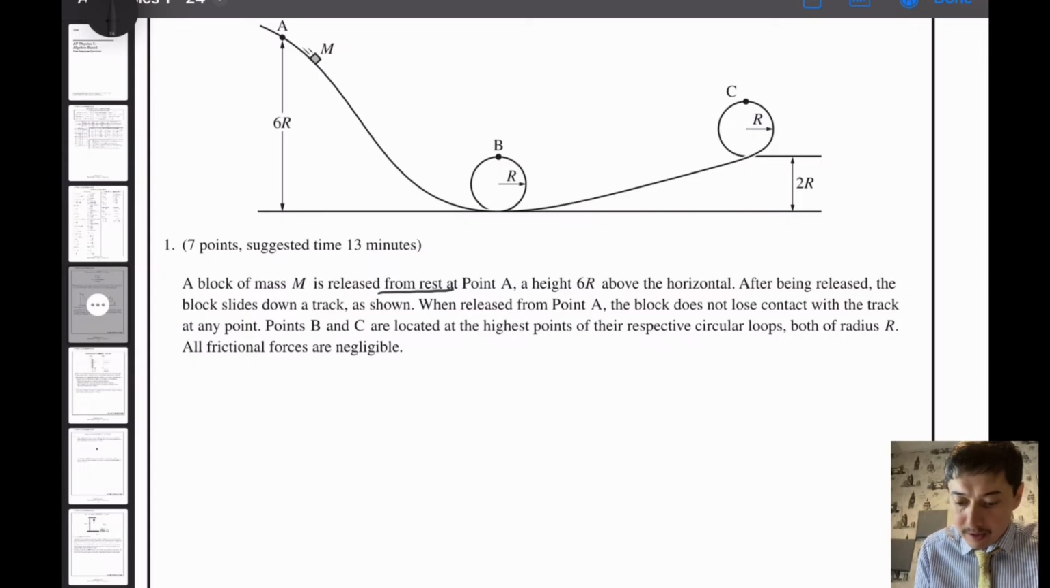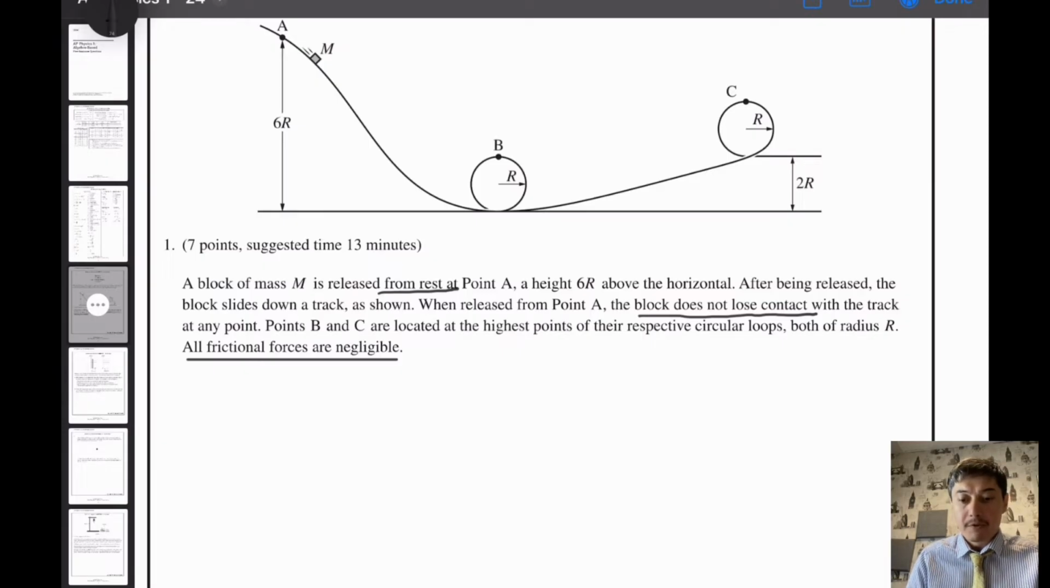The first being, the block started from rest, so initially it has got zero speed. After released, where is it? Here it is. The block does not lose contact at any point. So all the time we have got normal force, the force exerted by the surface on the block. Whatever the direction, we have got non-zero normal force. And all frictional forces are negligible. So we have got conservation of mechanical energy in the entire voyage, let's say.